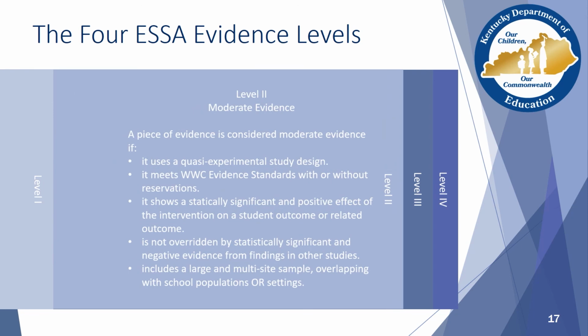Level 2, moderate evidence. A piece of evidence is considered moderate evidence if it uses a quasi-experimental study design. It meets What Works Clearinghouse evidence standards with or without reservations. It shows a statistically significant and positive effect of the intervention on a student outcome or related outcome. It is not overridden by statistically significant and negative evidence from findings in other studies. It includes a large and multi-site sample overlapping with school populations or settings.